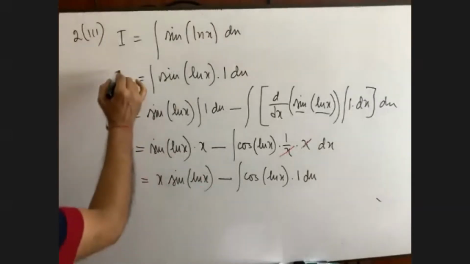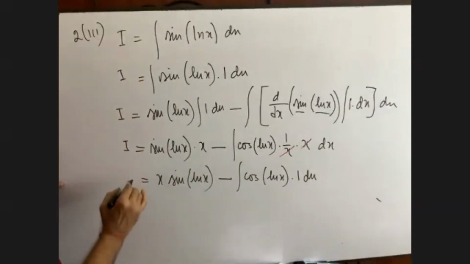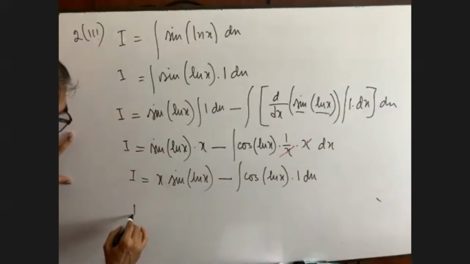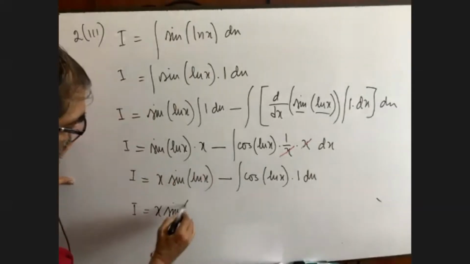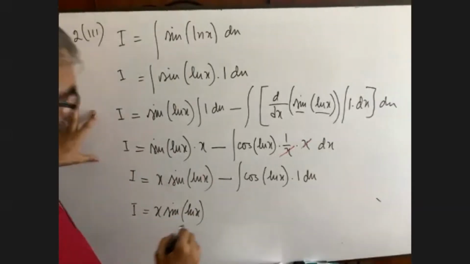So for your information, for this math you have to write like this. This was given in too many exams. Okay. Now you see, it is I for integration, x sine ln x. Okay. Then minus.